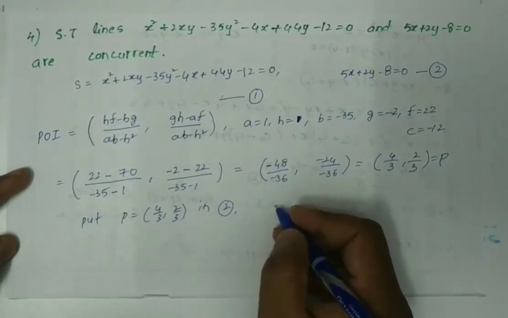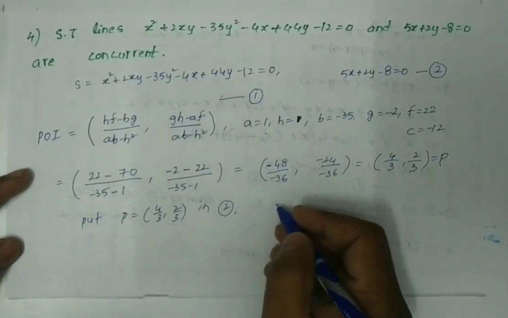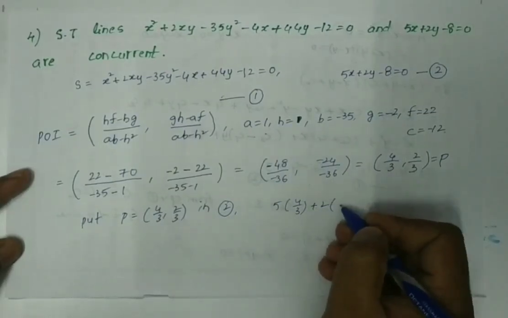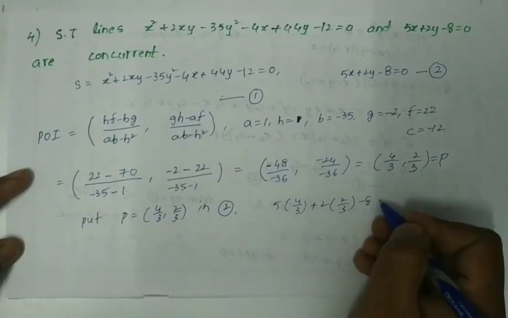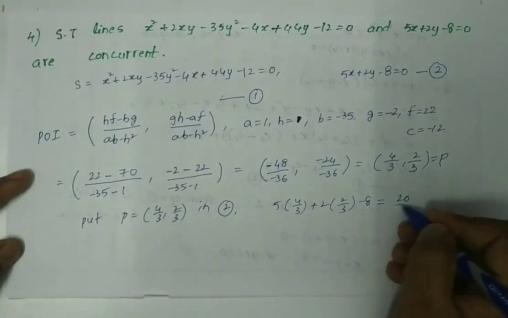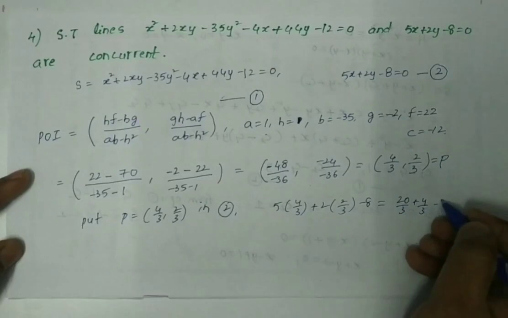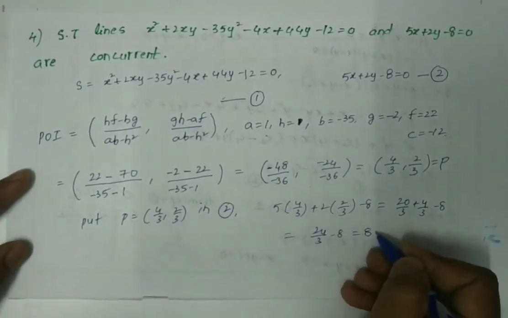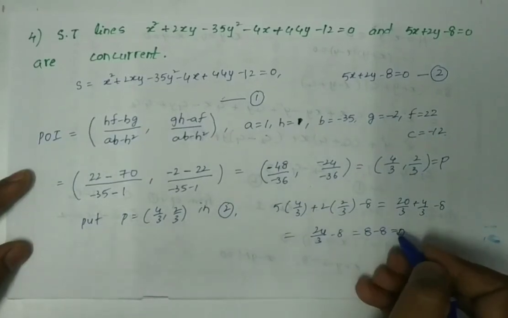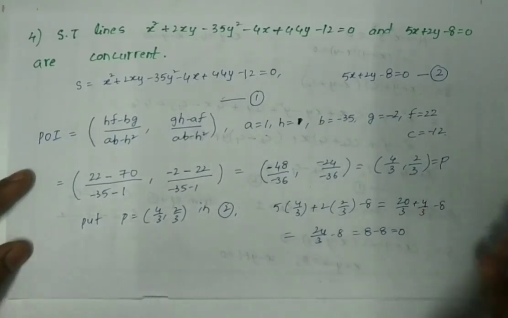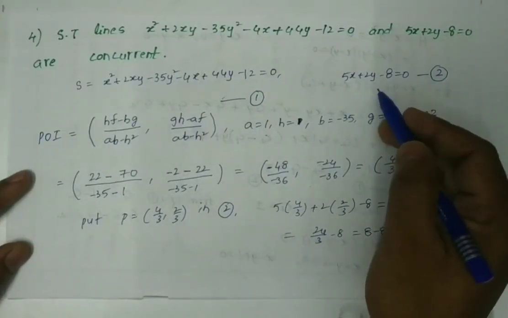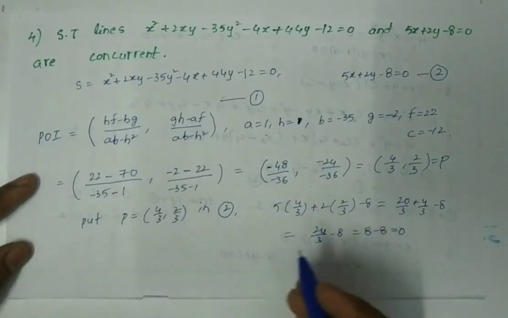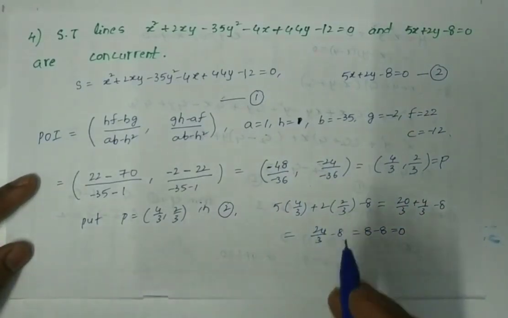Okay, so now let us see what happened. 5 into x is nothing but 4 by 3, plus 2 into y is nothing but 2 by 3, minus 8. So which is equal to 20 by 3 plus 4 by 3 minus 8. So which is equal to 24 by 3 minus 8, is nothing but 8 minus 8 is equal to 0. Therefore, the point P lies on the line 5x plus 2y minus 8 is equal to 0. So we can conclude that the given lines form concurrent lines.